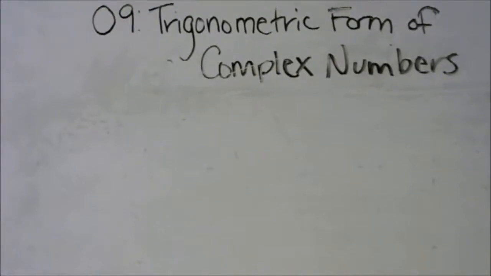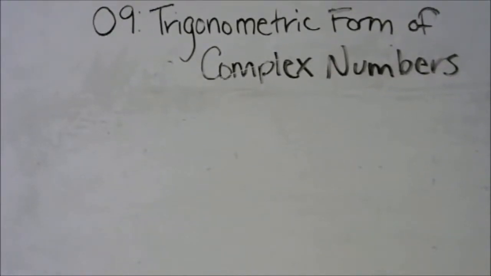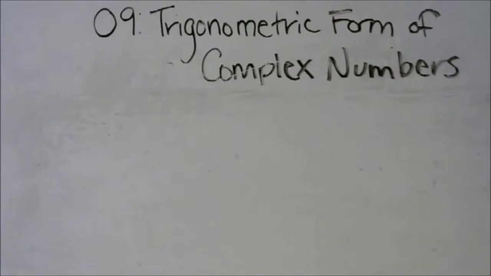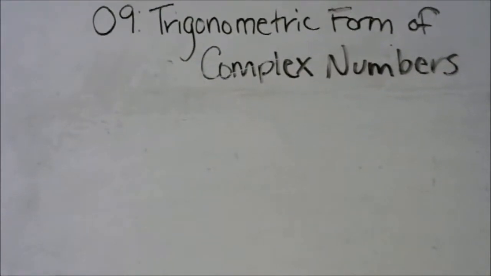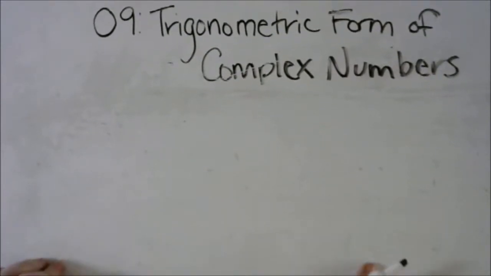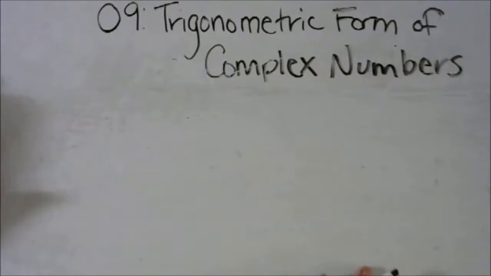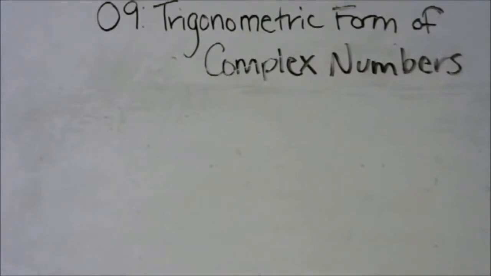This is part 3 of the video notes for Objective 9, trigonometric form of complex numbers. In the last part of the video, we looked at multiplication and division of complex numbers, either in standard form or in trig form. And in this video, we want to look at powers and roots of complex numbers, either in standard form or in trig form.